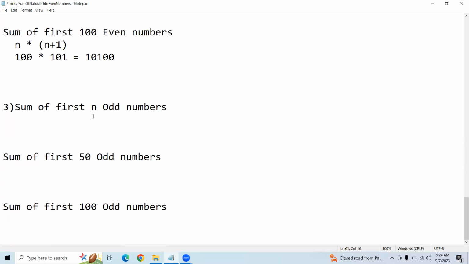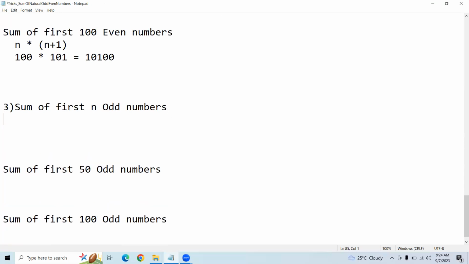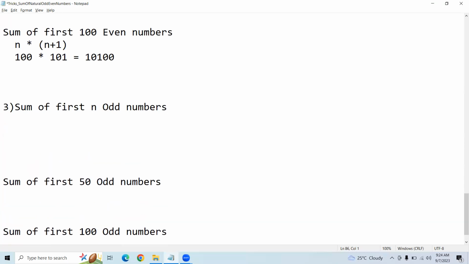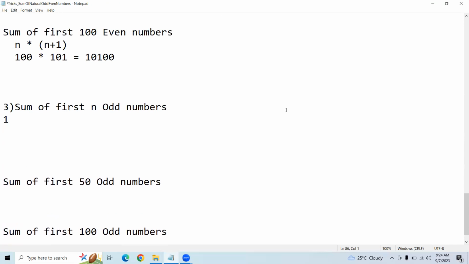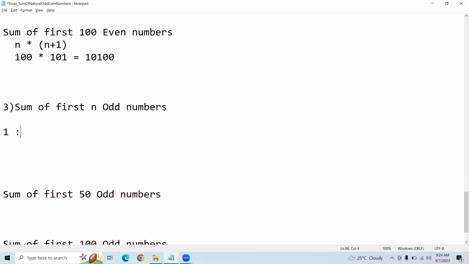Now we will look at the sum of first n odd numbers. Similar to what we have done for natural numbers and even numbers, we will do for odd numbers. 1, 3, 5, 7, these are all odd numbers. So let's get started with the first. If you take the first odd number, you will get the sum as 1 only, because we are not adding anything. So for one odd number, you get the answer as 1.